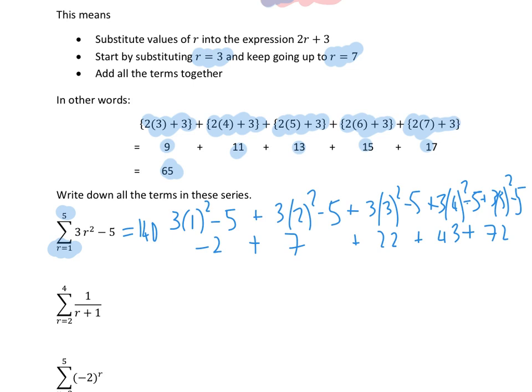And I should get 140. See, this is why calculators are good to check, because that last term should have been 70, not 72.